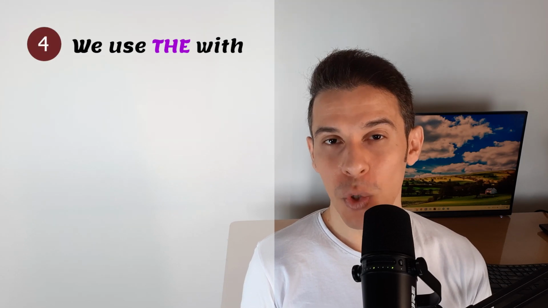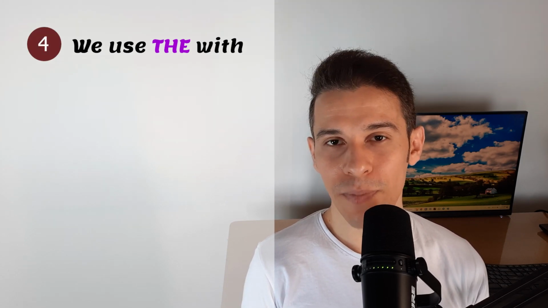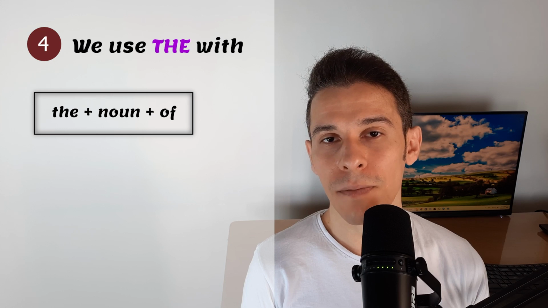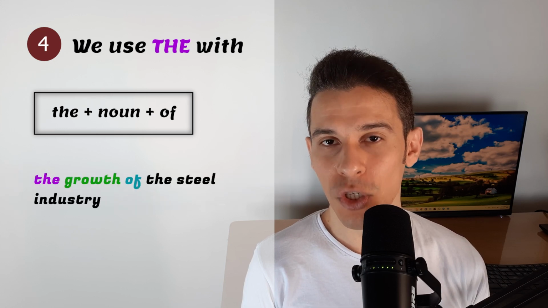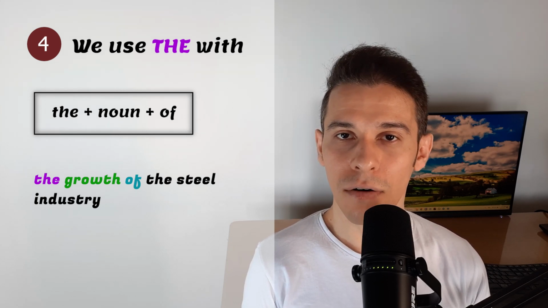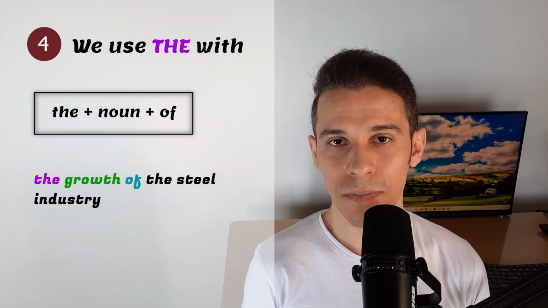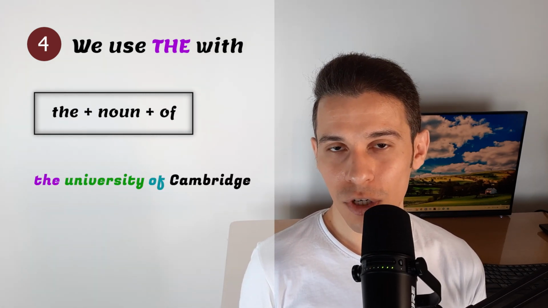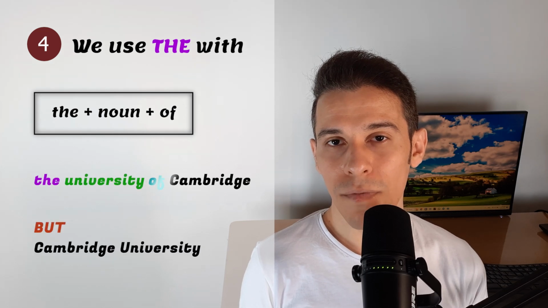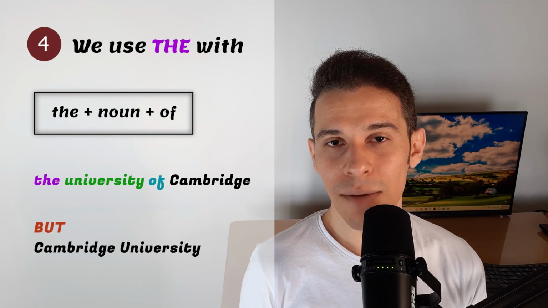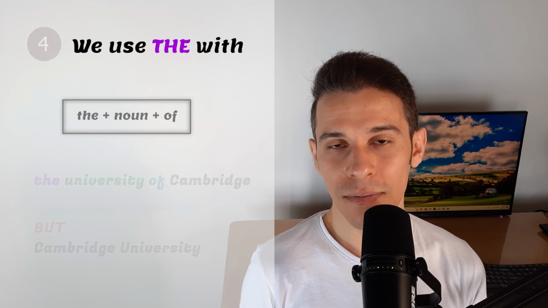Number 4. We use "the" when we follow this pattern, usually, not always: the plus noun plus of. For example, the growth of the steel industry. The growth, the noun, of the steel industry. The arrival of our guests. The University of Cambridge. But pay attention, when the name of an establishment begins with a name, we don't use "the." So we say Cambridge University without "the."